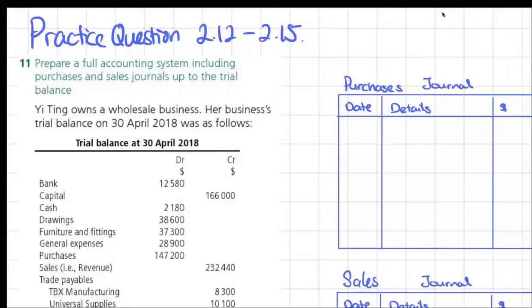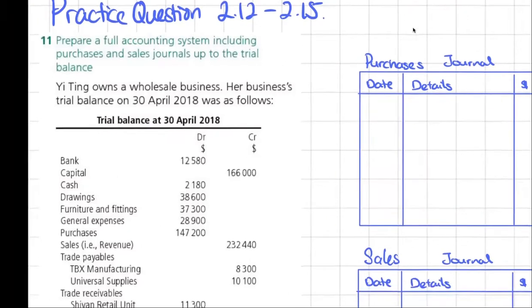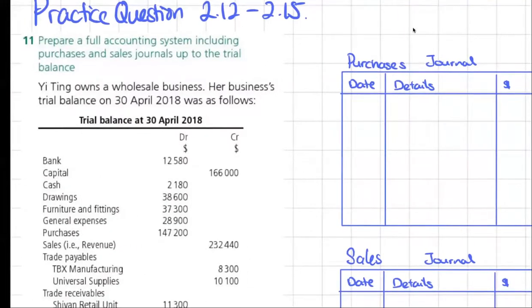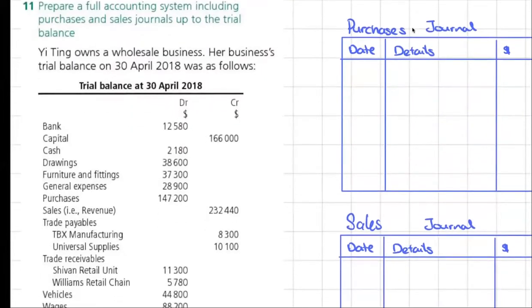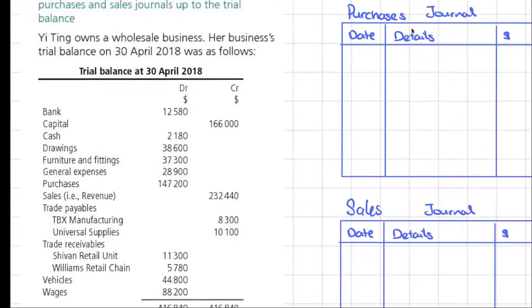So now we're going to do practice questions 2.12 to 2.15. Question number 11. Prepare a full accounting system including purchases and sales journals up to the trial balance. It says that you own a wholesale business. Normally the first line here will tell you what type of business the person is running. The business's trial balance on 30th April 2018 was as follows.